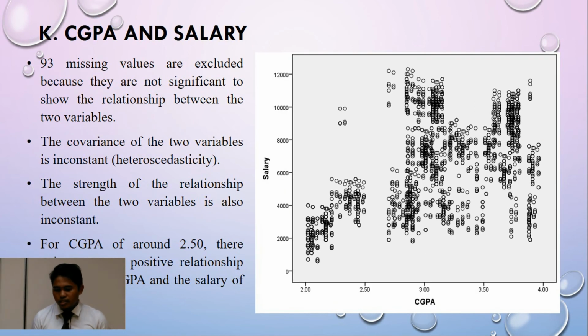CGPA and salary. 93 missing values are excluded because they are not significant to show the relationship between the two variables. The covariance of the two variables is inconstant. Heterogeneity. The strength of the relationship between the two variables is also inconstant. For CGPA of around 2.5, there exists a strong positive relationship between the CGPA and the salary of the student.